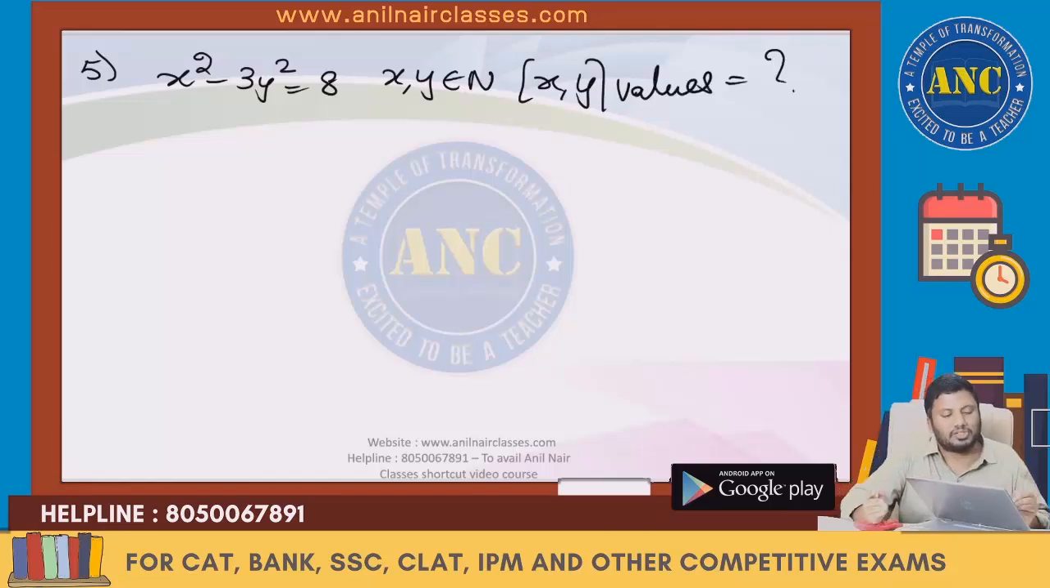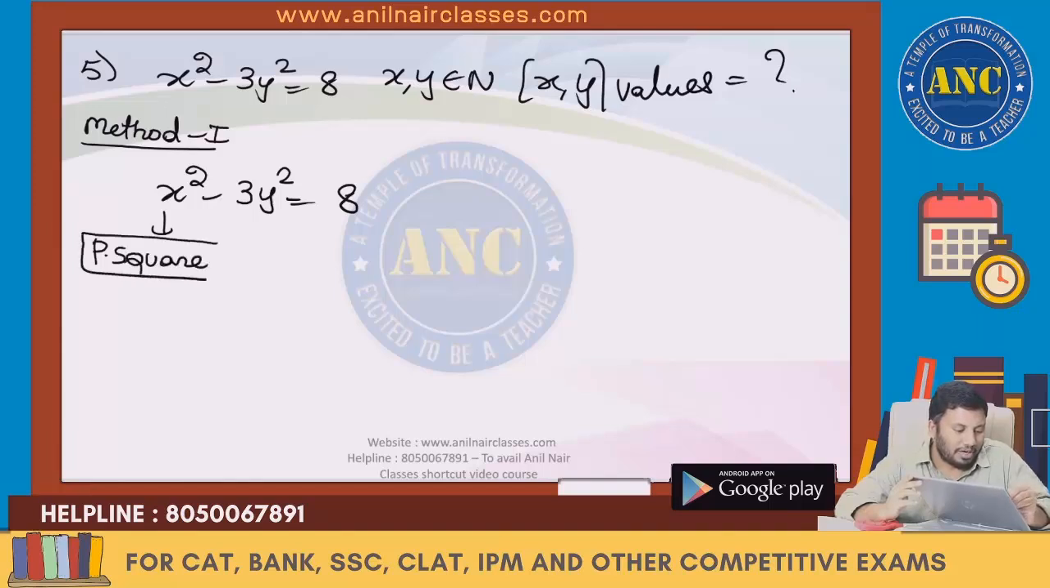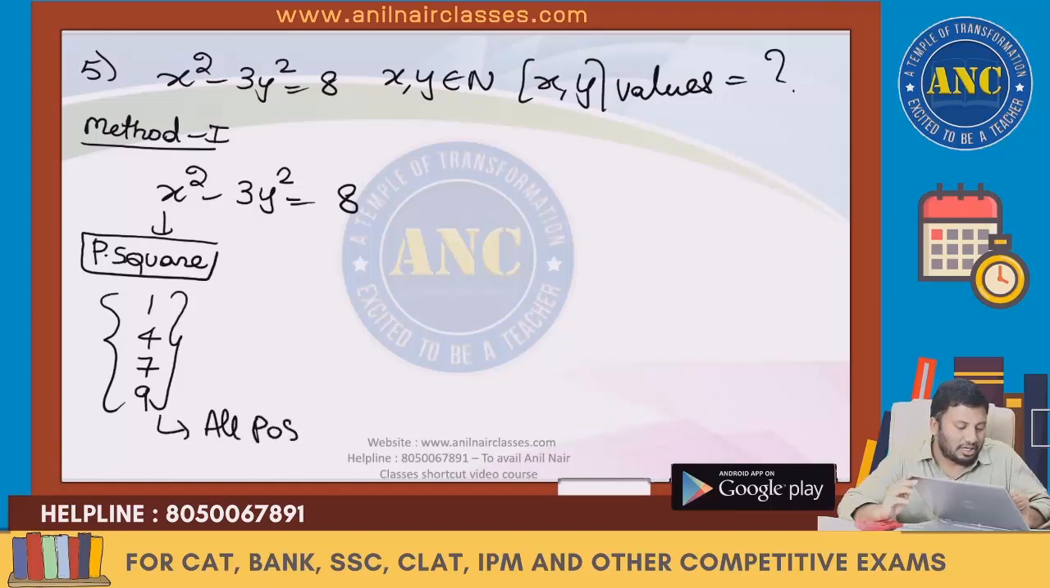X square minus 3y square is equivalent to 8. X, y are natural numbers. How many values can x, y take? Method 1. Observation: x square is a perfect square. Any number, if the power is an even number, is a perfect square. A perfect square will have digital sum 1, 4, 7 or 9. These are all the possible digital sums. I hope it is clear.